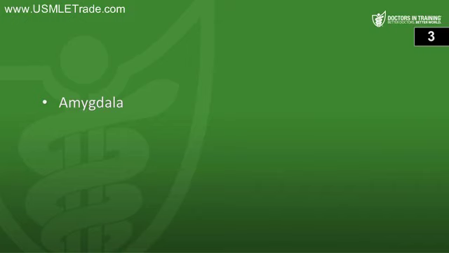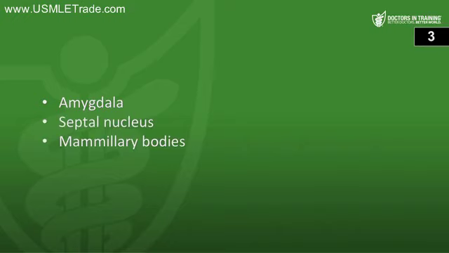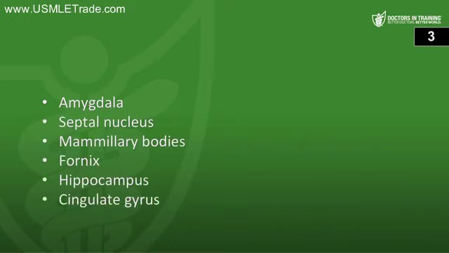So that's going to be the amygdala, the septal nucleus, the mammillary bodies, the fornix, the hippocampus, and the cingulate gyrus. That's it for the warm-up. Let's get to that lecture now.